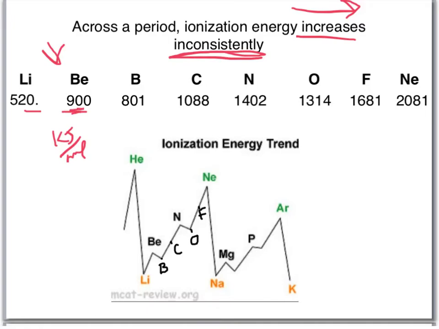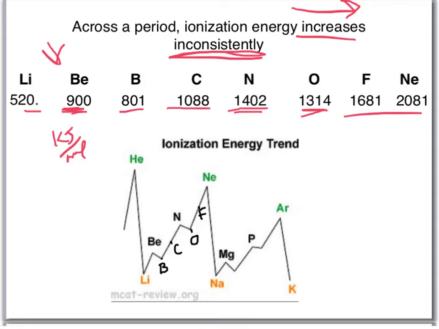Moving right across the period, beryllium takes an increase, 900, but then for boron it drops down. And then as we keep moving right, ionization energy increases with carbon, increases in nitrogen. Okay, we're seeing an increased trend here. And then with oxygen it drops back down again before it finally finishes up with fluorine and neon being higher.